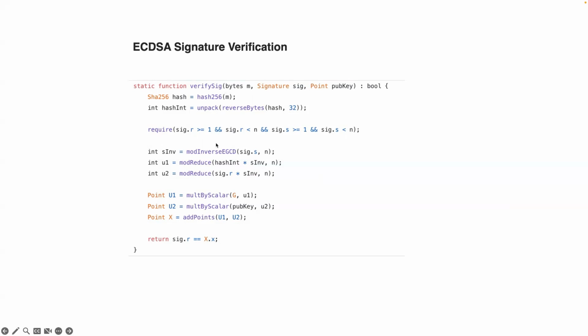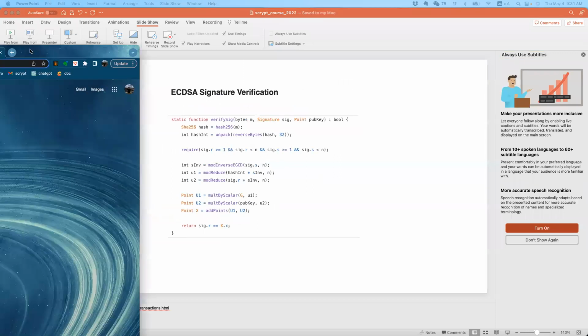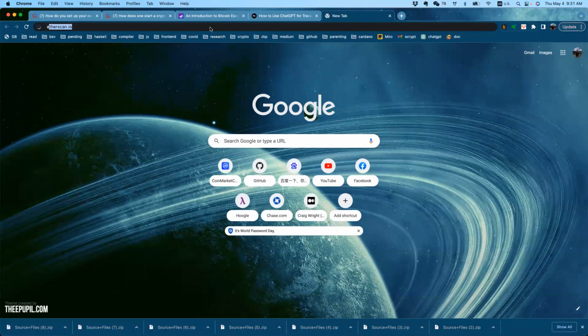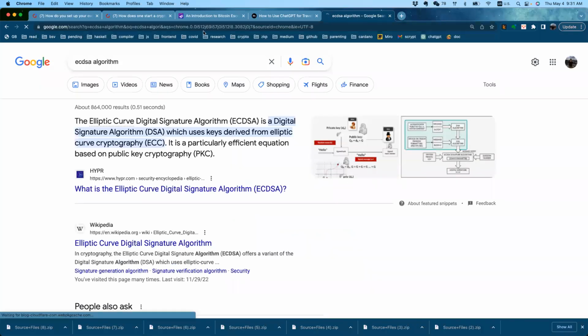Anyone? No, not in details. Okay, I get it. So, in this case, even before we go there, can you guys still see my screen, the browser? Okay. Yeah, let's go to the basics.